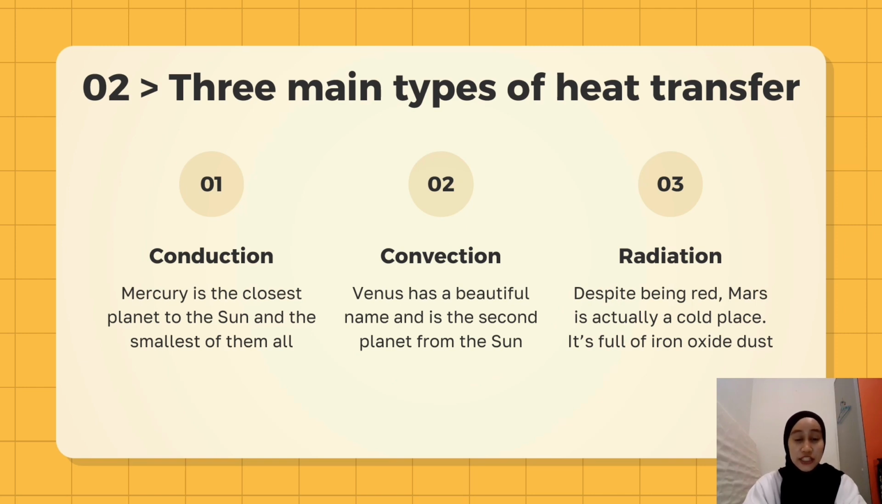Second, convection. Convection is heat transfer that occurs due to the difference in density. Heat transfer in convection is faster than conduction. For example, Venus has a beautiful name and it is the second planet from the Sun. Third is radiation. The heat transfer occurs in all objects with a temperature greater than 0. Heat transfer in radiation is the fastest compared to conduction and convection. For example, despite being red, Mars is actually a cold place. It's full of iron oxide dust.